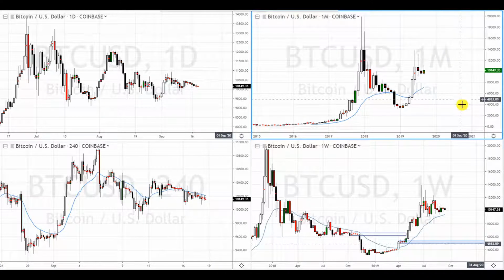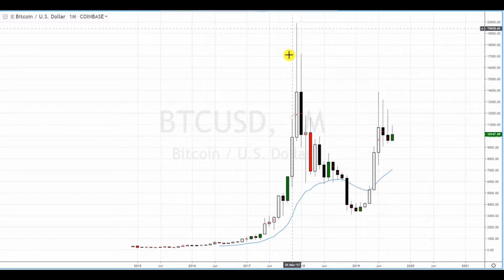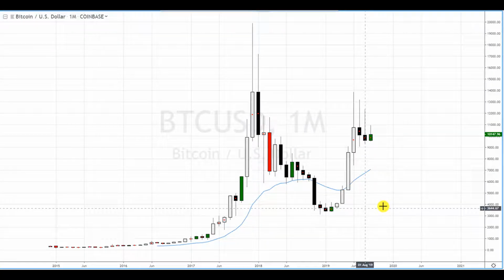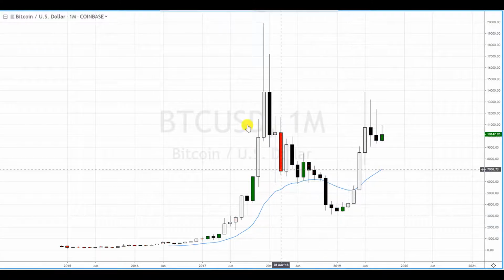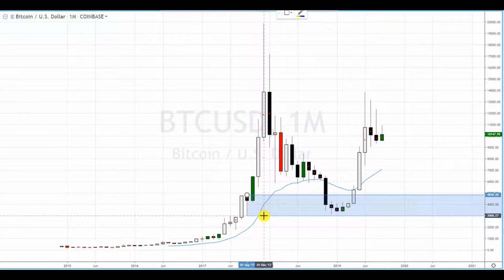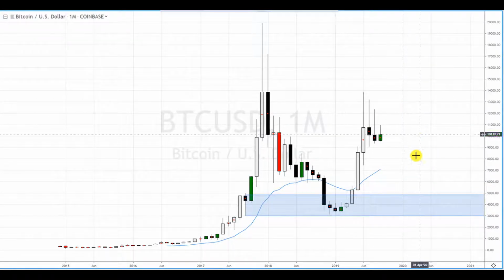The monthly, we have, you all remember this. The price went up to almost 20,000, 19,000, and then it formed a lot of selling pressure, and then it just dropped back down. All right, so there was a demand zone down here. It's not very strong, but there is still a demand zone that price went in and then rallied back up.